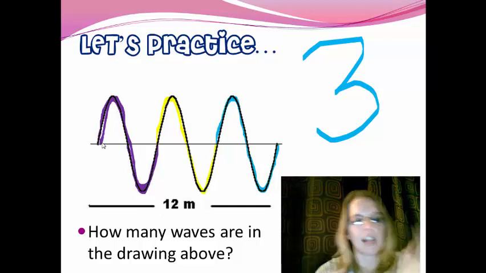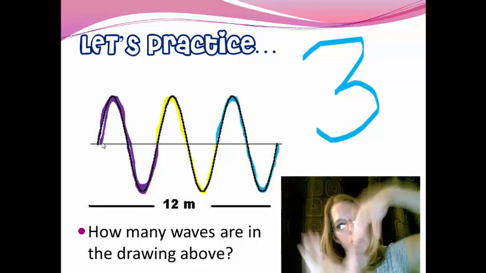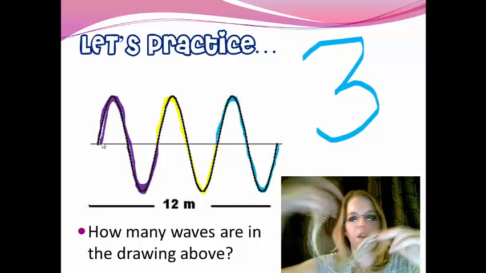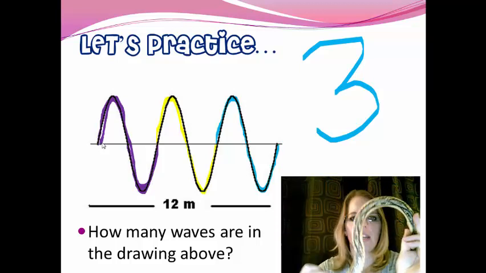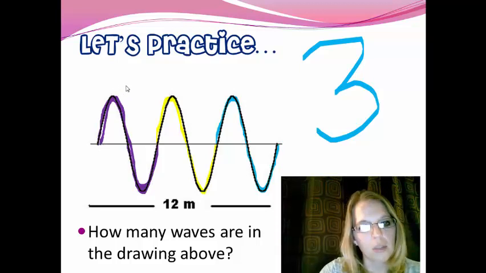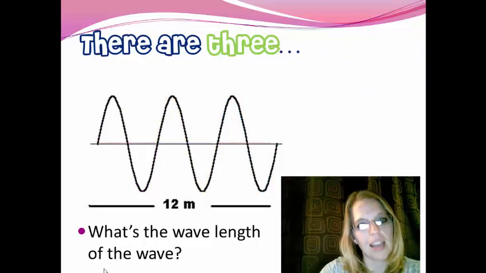Remember, a wave has to have a crest, has to have a trough. A crest and a trough. So 1 crest, 1 trough, 1 wave. Yellow crest, yellow trough, 2 waves. Blue crest, blue trough, 3 waves. Yay. See? 3.